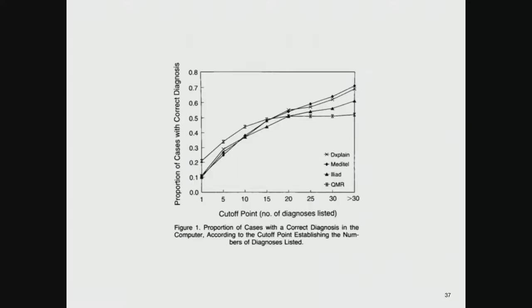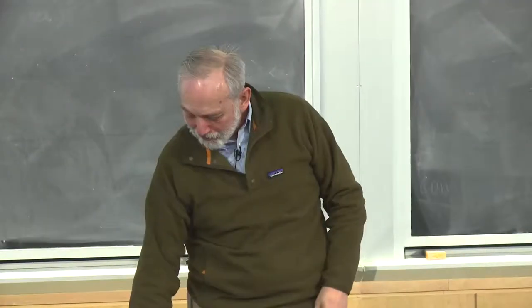Depending on where you put the cutoff, you get the proportion of cases where a correct diagnosis is within the top N, and you see that at 20, you're up at a little over 0.5 for most of these programs. And it gets better if you extend the list to longer and longer. Of course, if you extended the list to hundreds, then you'd reach 100%, but it wouldn't be practically very useful.